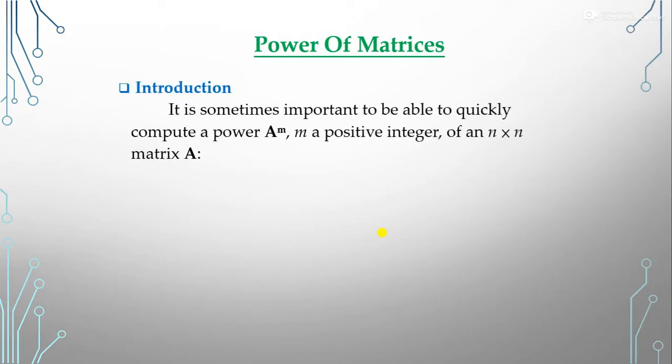So what is the power of matrices? Suppose you need to find any power of a matrix. Here, suppose we have an n cross n matrix and we need to find A raised to the power m. So generally how do we find it? You find it by multiplying the matrix A m times, right?